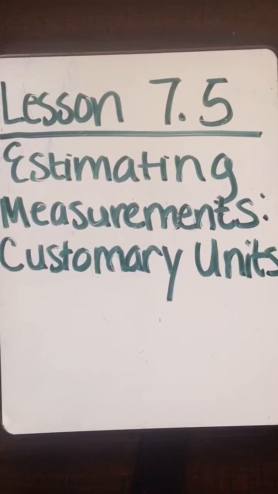Hello, second grade. Today's math lesson is lesson 7.5 on estimating measurements using customary units. Today we're going to talk about estimating measurements, and when you estimate, you are making an educated guess. We're going to think about measurements in terms of inches, feet, and yards. Let's review the relative size of these three customary units.